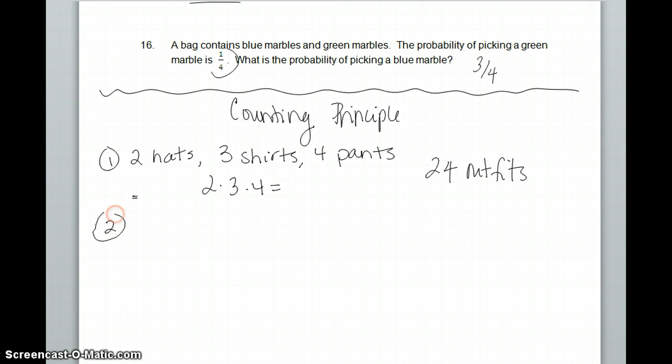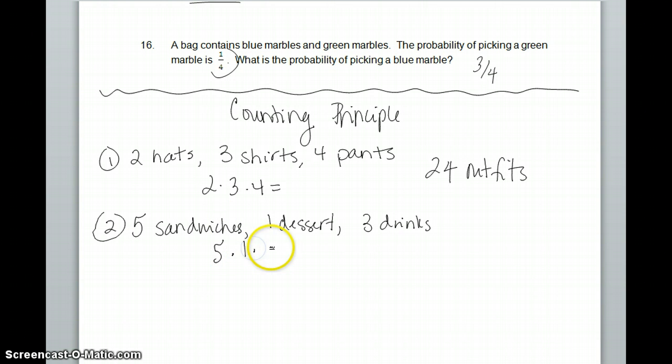So what if you go to lunch and you have 5 sandwiches to choose from, 1 dessert, and 3 drinks to choose from? How many different lunches would you be able to choose? Hopefully you just multiplied. 5 times 1 times 3 gives me 15 choices for lunch.